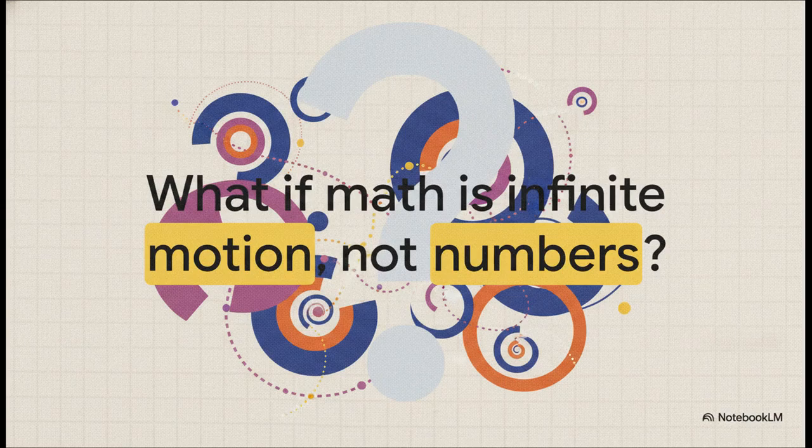So think about this for a second. Have you ever looked at a number and just assumed it was a static, fixed thing? Just a symbol on a page? Well, according to a completely fascinating theoretical framework we're looking at today, what if numbers are actually just the exhaust? What if they're literally just the visible residues left behind by an invisible, infinite engine of pure geometric motion? It's a wild thought experiment, right?